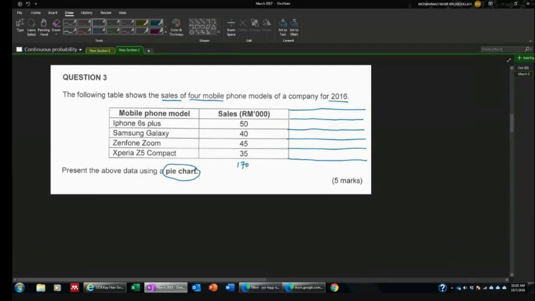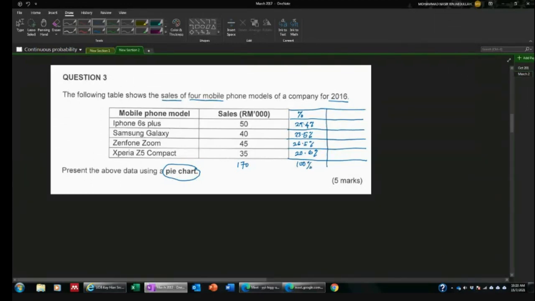So this is the total kan. So you need to find the percentage. This is percentage. So 50 divided by 170 multiplied with 100% should be equal to 29.4%, right? And then this is 40 divided by 170 will be 23.5%, and this is going to be 26.5%, and the last is going to be 35 divided by 170 multiplied with 100% is 20.6%, and make sure the total here should be equal to 100%, right?